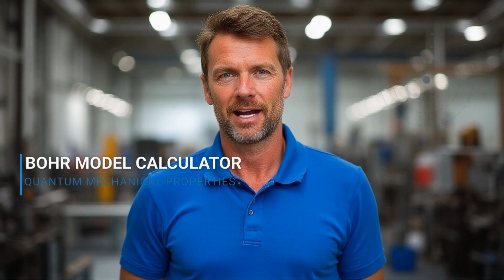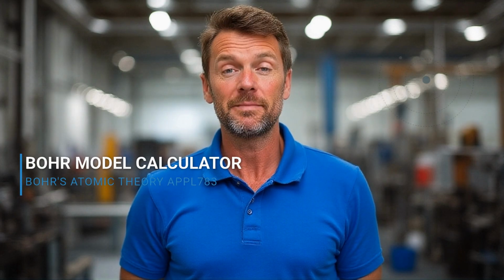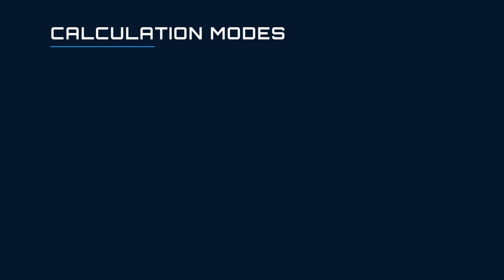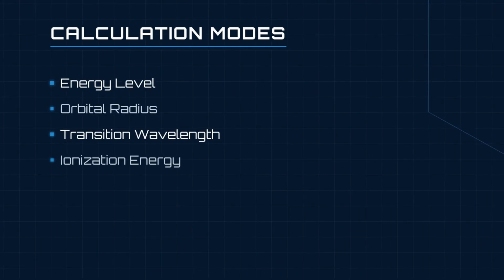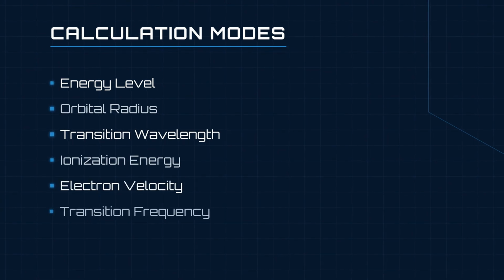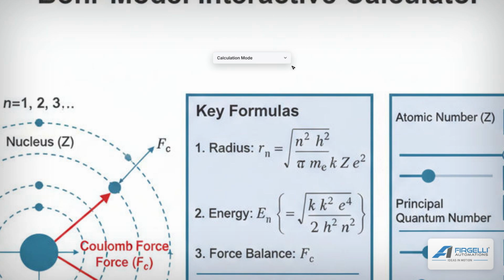The Bohr Model Interactive Calculator solves quantum mechanical properties of hydrogen-like atoms based on Bohr's atomic theory. Let's explore the inputs. First, select your calculation mode from the drop-down menu. Your options are energy level, orbital radius, transition wavelength, ionization energy, electron velocity, and transition frequency. For this demonstration, I've selected energy level.